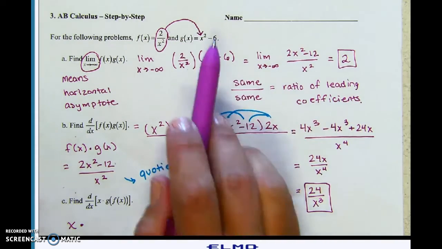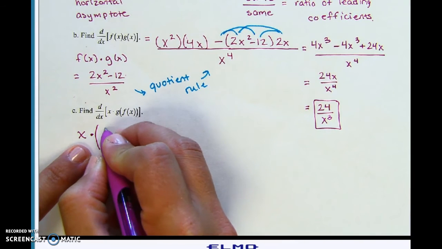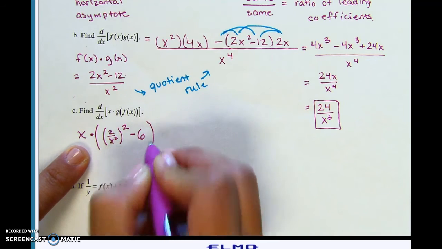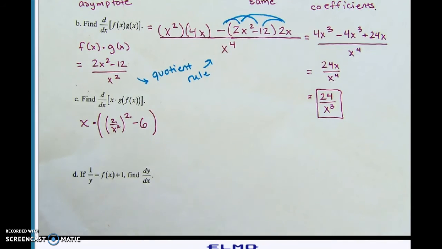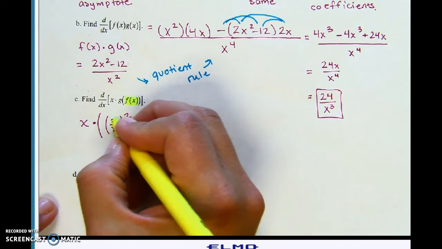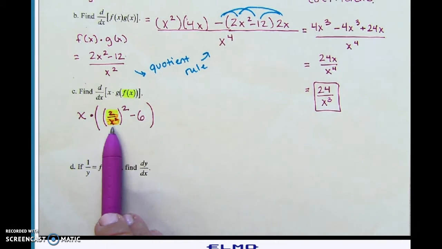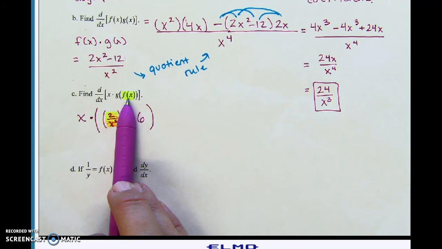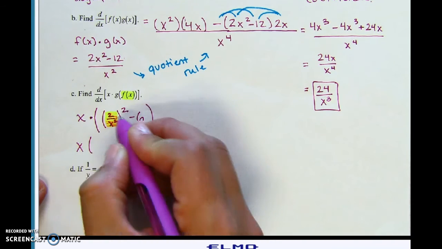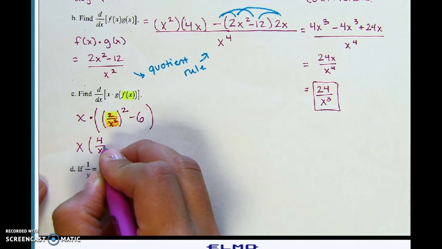Let me show that work. And then minus 6 on the end. So we have x times 2 over x squared, squared, minus 6. The f function has gone in. Okay, the f is plugged into the g function. g of f of x. Here's our f inside of g. Okay, 2 squared is 4. x squared squared is x to the 4th.